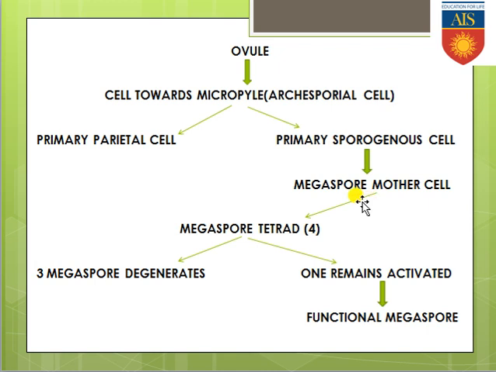Obviously this happens by meiosis cell division, meiosis 1 and meiosis 2, these 2 cell divisions occurring sequentially, and after that the megaspore tetrad has been formed. Here also, this megaspore tetrad that has been formed is not in a tetrahedral arrangement like the microspore tetrad, rather it is present in a linear arrangement. Now the point is, this megaspore tetrad is differentiated into 2 different groups.